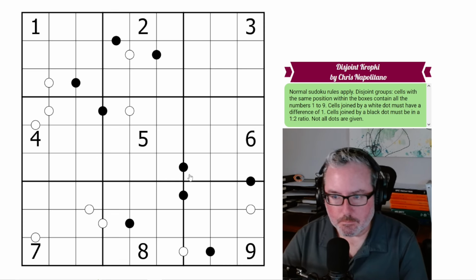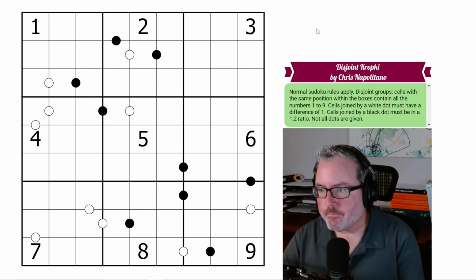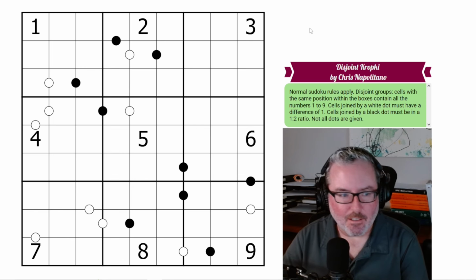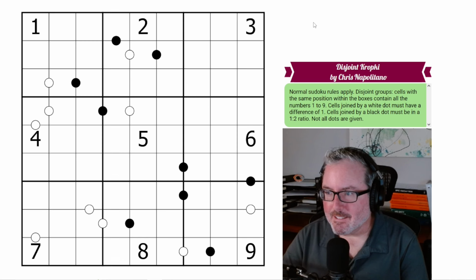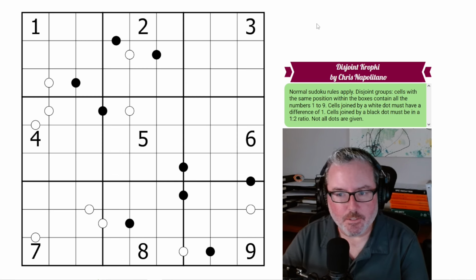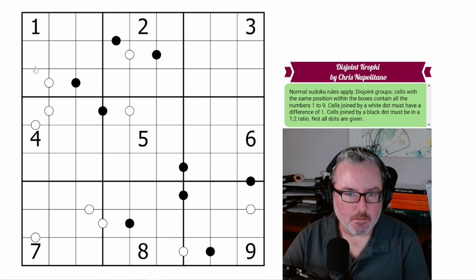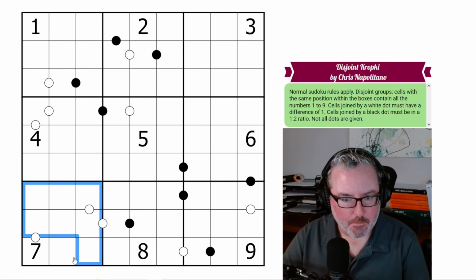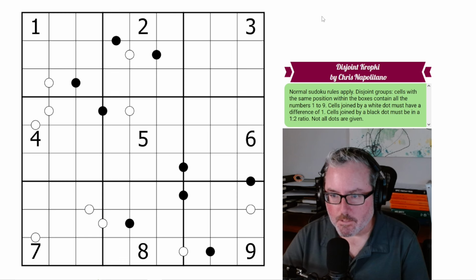Anyway, as you can see, it's going to be a Kropki style puzzle, and we actually have some given digits. Again, a little bit unusual for this, so let's just get into these rules and see what's going on. So we've got normal Sudoku rules apply, so like always, every row, every column, and every 3x3 box contains the digits 1 through 9 once each.